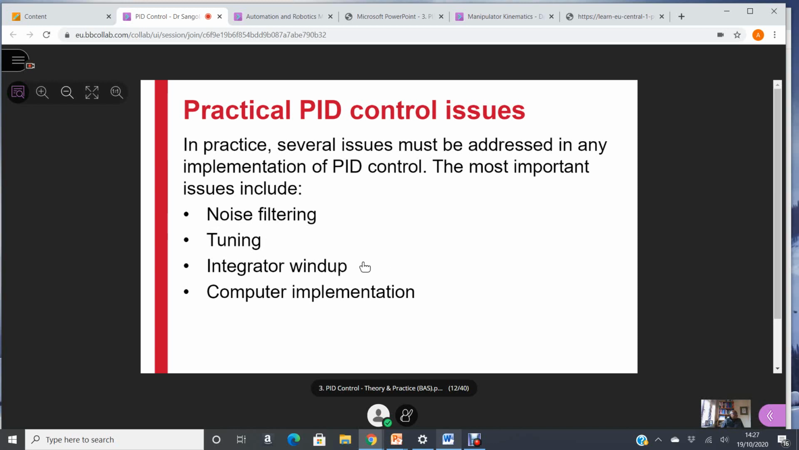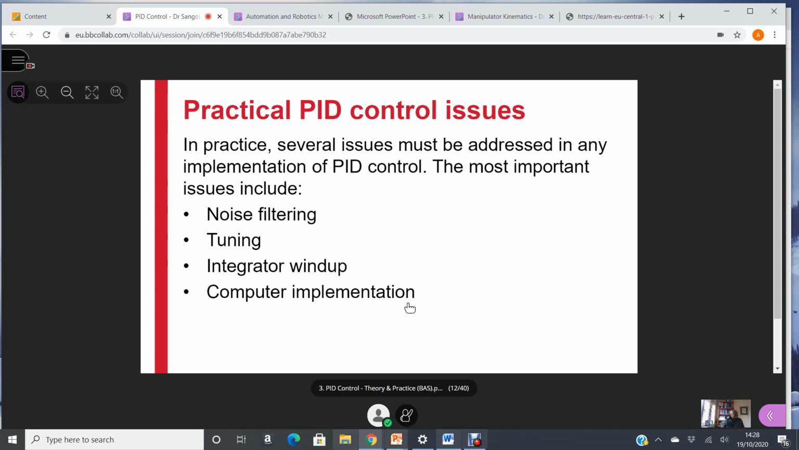Now, some actual practical issues, problems that will be encountered, include the problem of integrator windup. So we'll talk about that today as well. We'll talk about these three issues today.